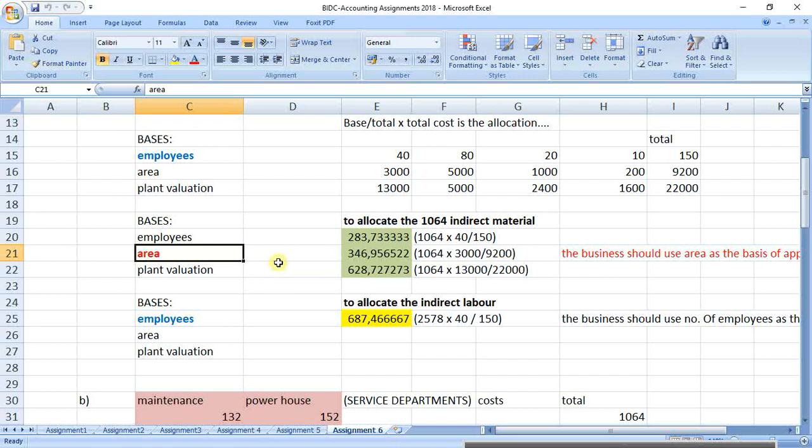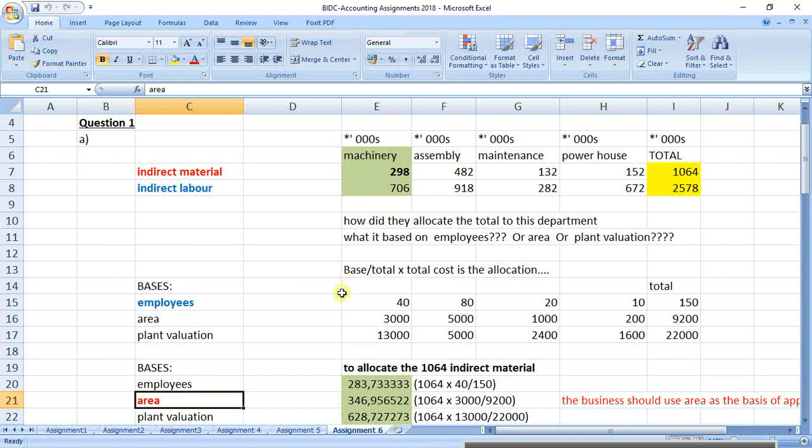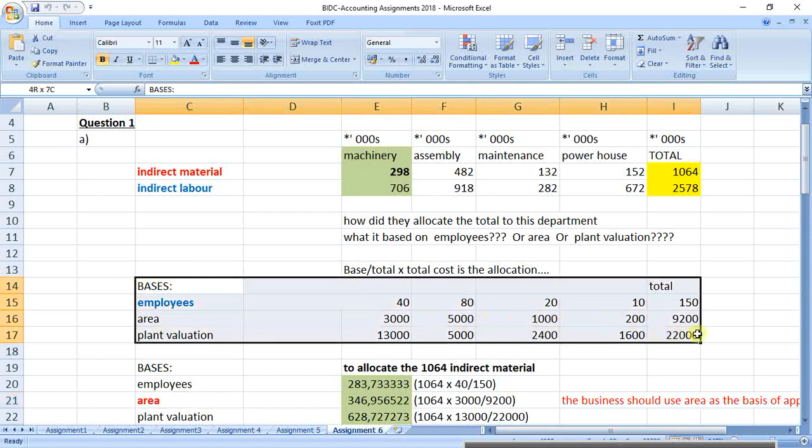So having said that, what are we going to do? We're going to take the total. What was the total indirect material? 106.4. And we're going to allocate it to each department based on area. So if I add up all those amounts, the reason why I've got these totals here, where are the totals? Here. There's the basis.